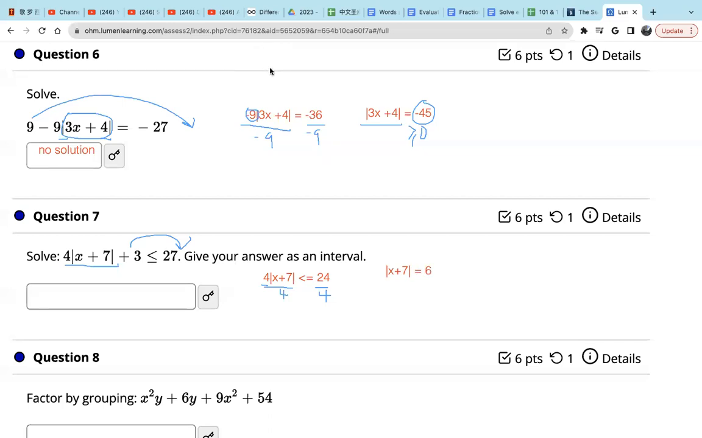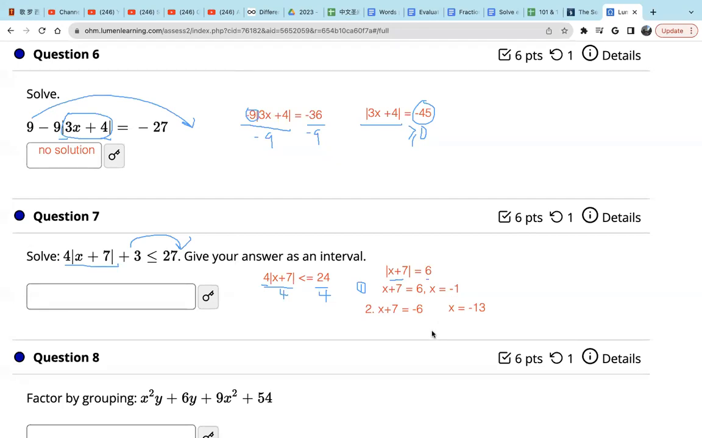Okay, 6 is a positive number, so we should have two solutions. Either the inside, x plus 7, is positive 6 or it's -6. So two cases. The first one is x plus 7 itself is positive 6. So we solve, and we get x equals -1. Second case is if x plus 7 itself is -6, then the absolute value will change the negative to positive. If that's the case, x equals -6 minus 7, which is -13.